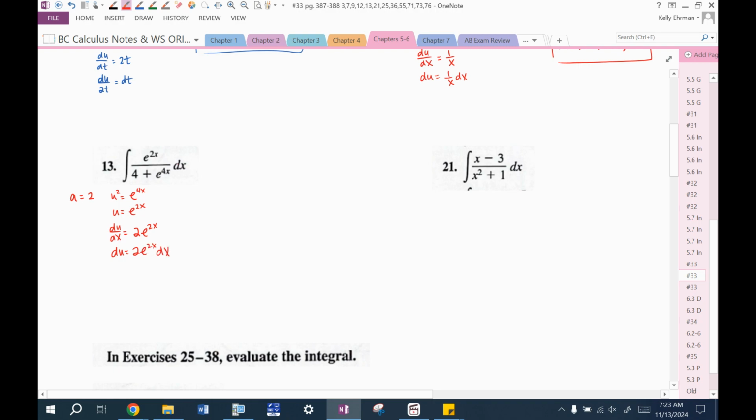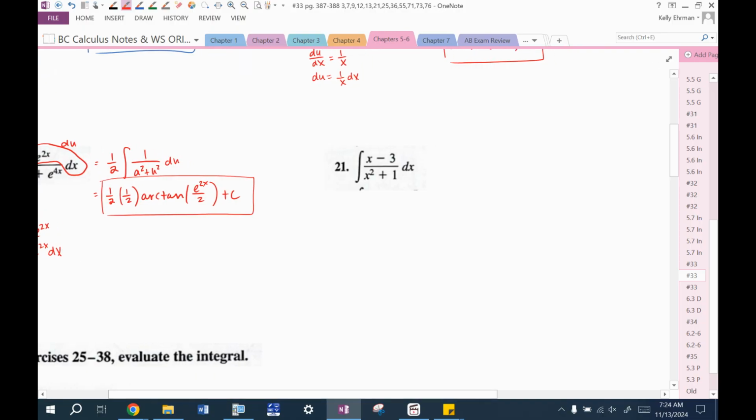You have e to the 2x dx. You need a 2 in there to make that du, and you're going to balance that out by putting a 1/2 in front. So you have 1/2 integral of 1 over a squared plus u squared du. That's 1/2 times 1 over a times arctan of u over a, e to the 2x over 2, plus c. I'm not taking the time to rewrite. Obviously, this is 1/4 out in front.